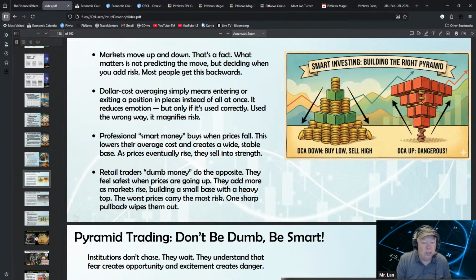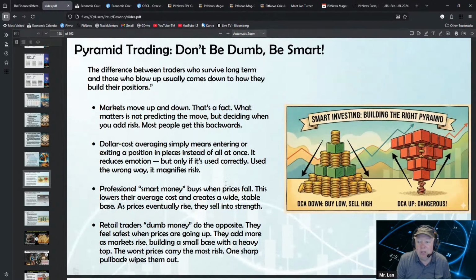Retail traders, dumb money, do the opposite. They feel safest when prices are going up. They add more as markets rise, building a small base with a heavy top. The worst price carries the most risk. All right? The worst prices carry the most risk. One sharp pullback wipes them out. So if you look at this right here, this is an example of that. If you dollar cost average down, buy low, sell high, buy on the way down, it builds you a nice big solid foundation on your portfolio.